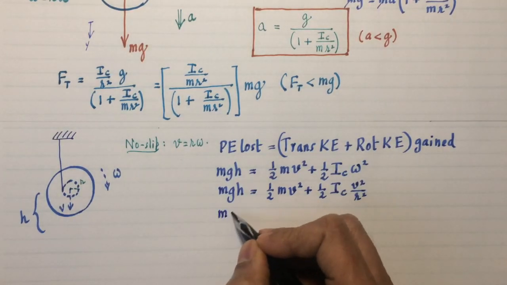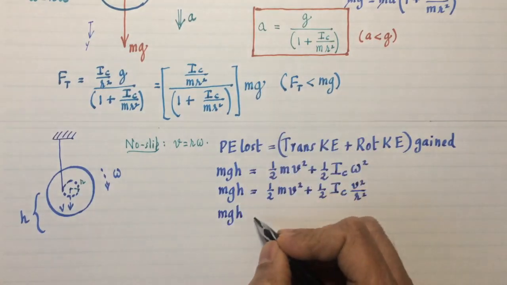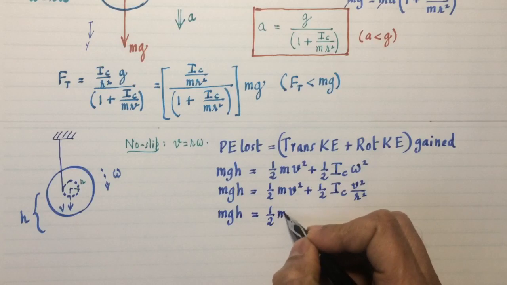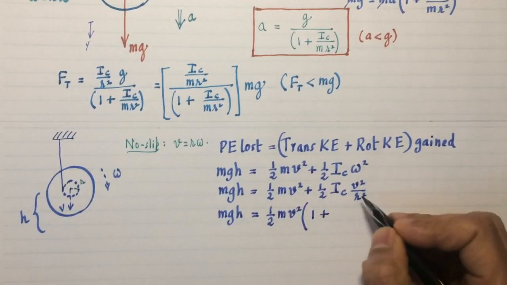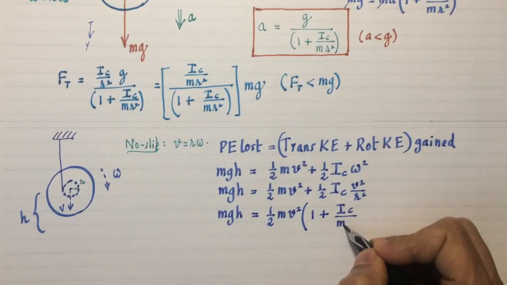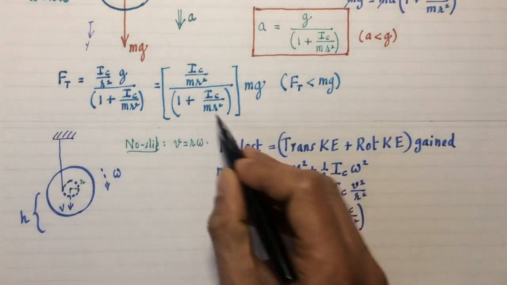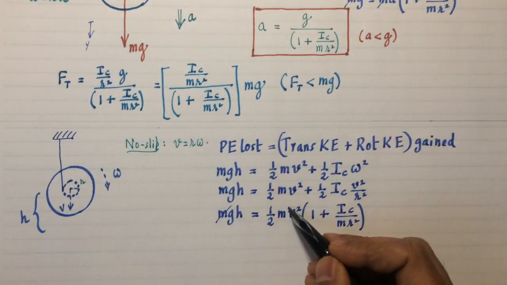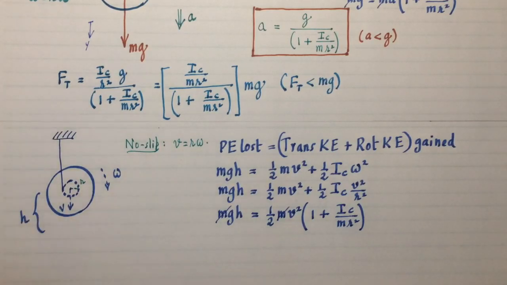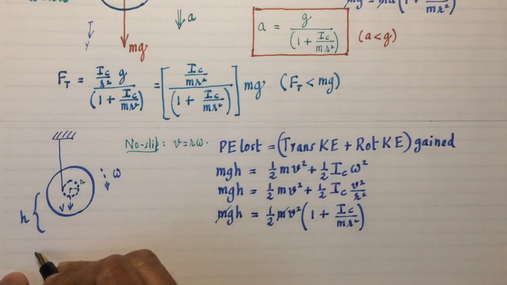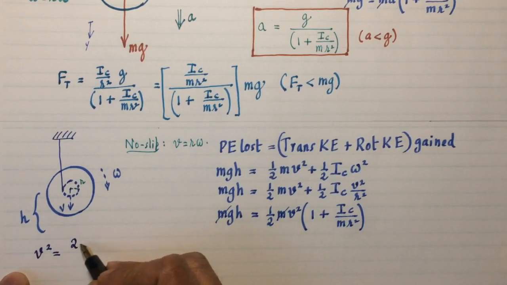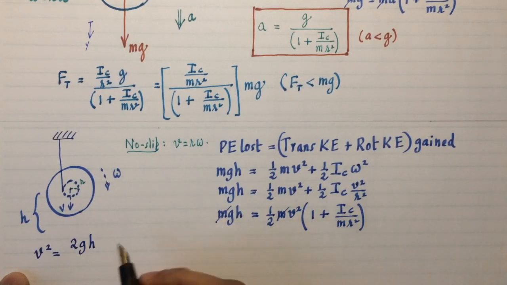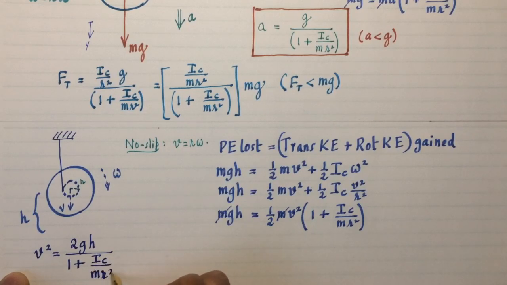And then I have to pull off a similar maneuver like here. Take the m outside, so I'll do that: 1/2 mv squared times 1 plus I sub c over mr squared. You observe it's our favorite factor that keeps showing up everywhere. It's showing up here as well. So cancel out the m's, and our final step is to solve for v squared, which I'll do here. So that tells me v squared equals 2gh, because I transfer the 2 over there, divided by 1 plus I sub c over mr squared.